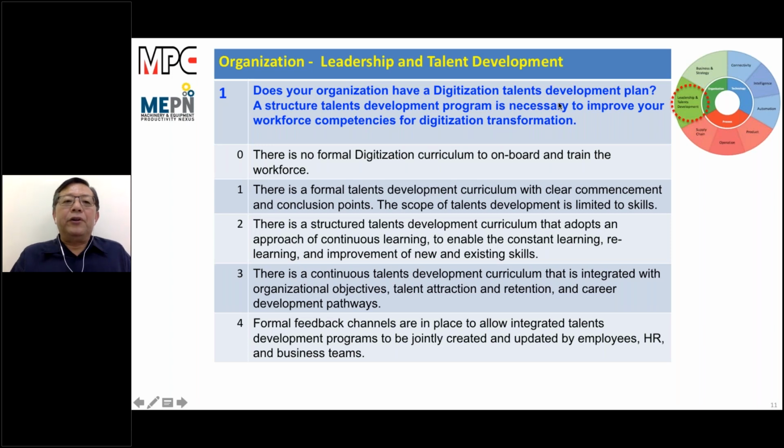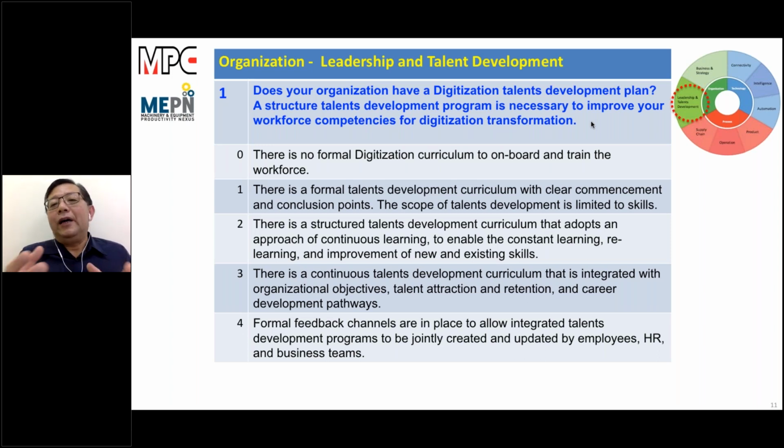Okay, do you have a plan or not? Also, a structured talent development program is necessary to improve your workforce competency for digitization transformation. Bear in mind, your organization has other programs, such as soft skill training and leadership training and all that. But today, may I know, does your organization have a digitization talent development program or not? Do you train your talents to know how to do some of the digitization?